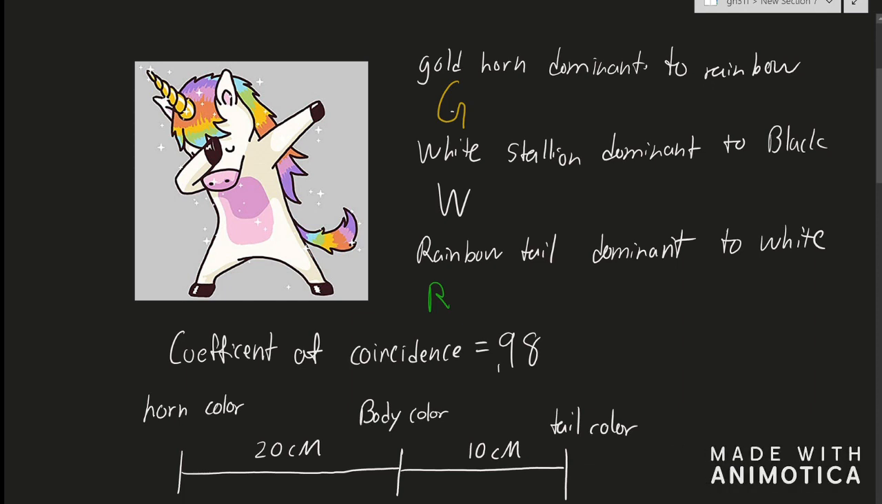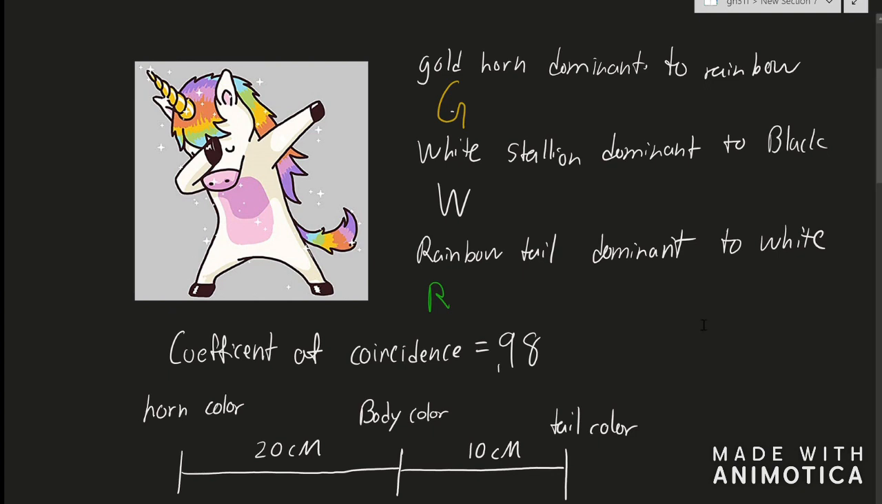I'm going to use the example of the unicorn to help explain genetic mapping. In this example, the unicorn's horn, gold, is dominant to rainbow. The white stallion body is dominant to the black body, and the rainbow tail is dominant to the white tail.